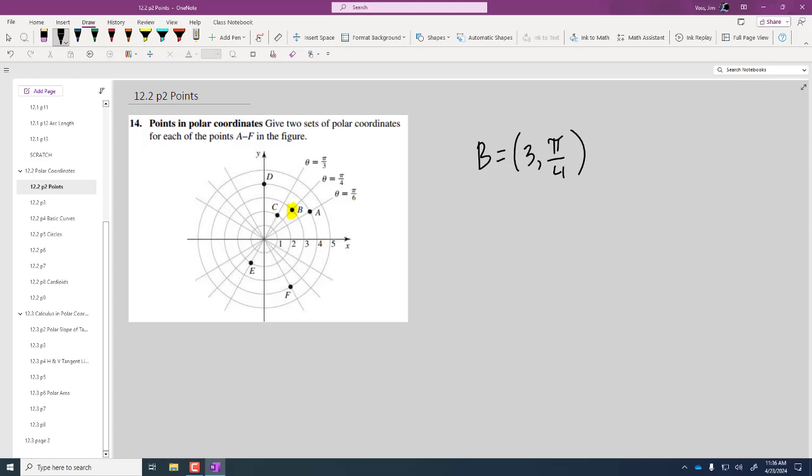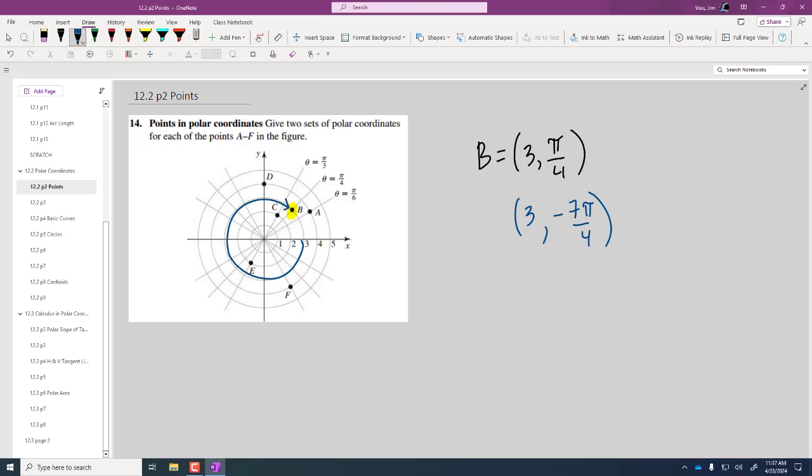But given that there are a bunch of contrarians in here, the Declan types would say, yeah, that looks kind of boring, 3 comma pi over 4. Let's choose a positive r value, but a negative angle. Positive r value 3, negative angle would be what? Negative 7 pi over 4, exactly. So that's the same point with a positive r value, going this way all the way around.